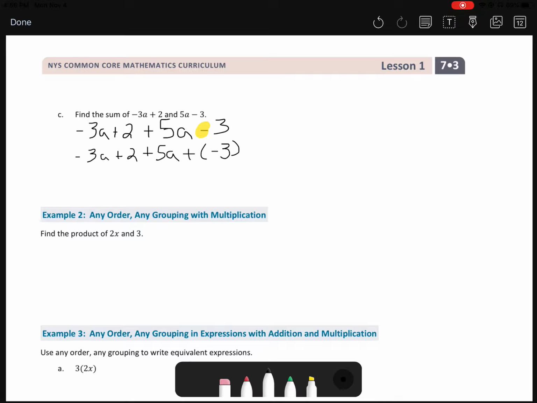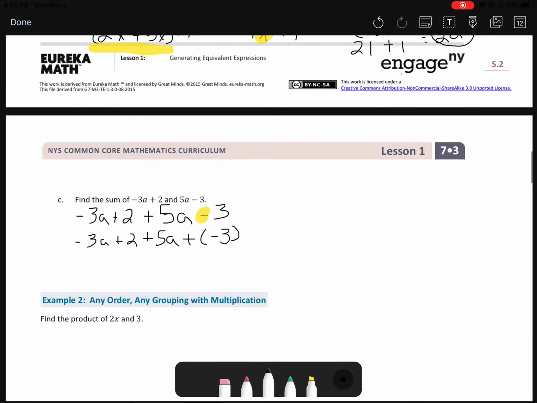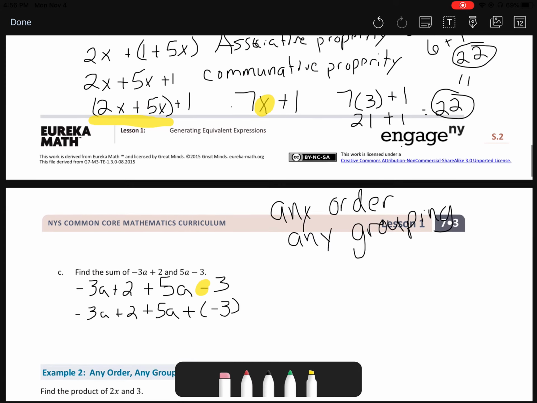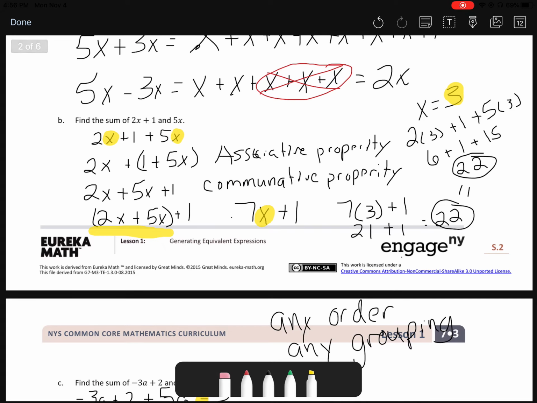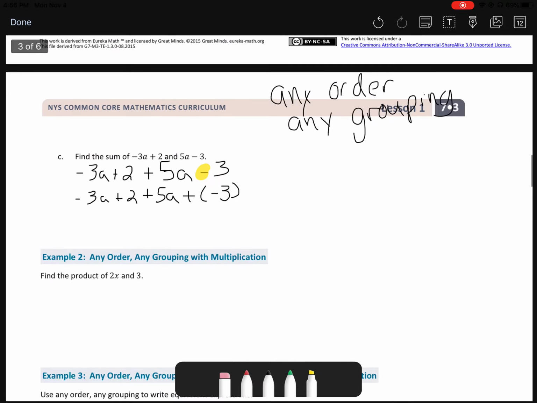Now let's use any order, any grouping. Let me write that up here in a second. Any order, any grouping. And what I mean by any order, any grouping is exactly what I did here. Doesn't matter any order, doesn't matter any way I group them, it's still going to be the same expression. That's using the associative and the commutative properties to our advantage.